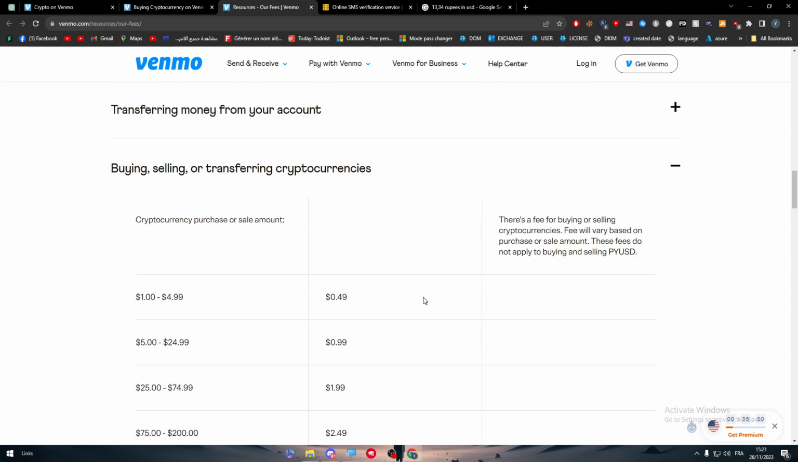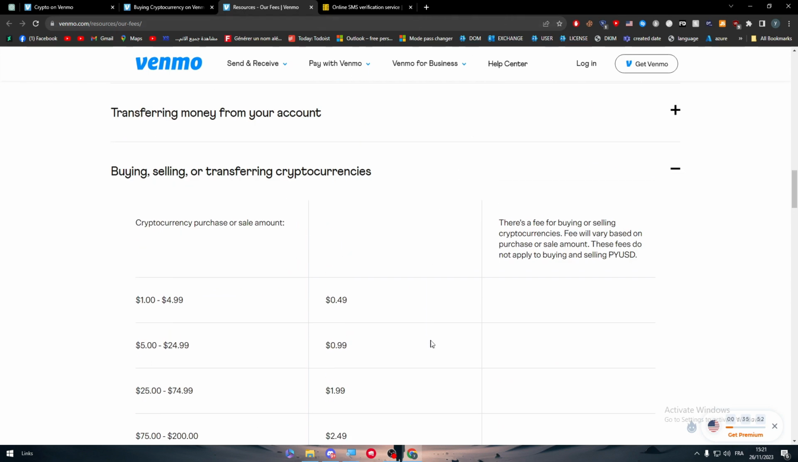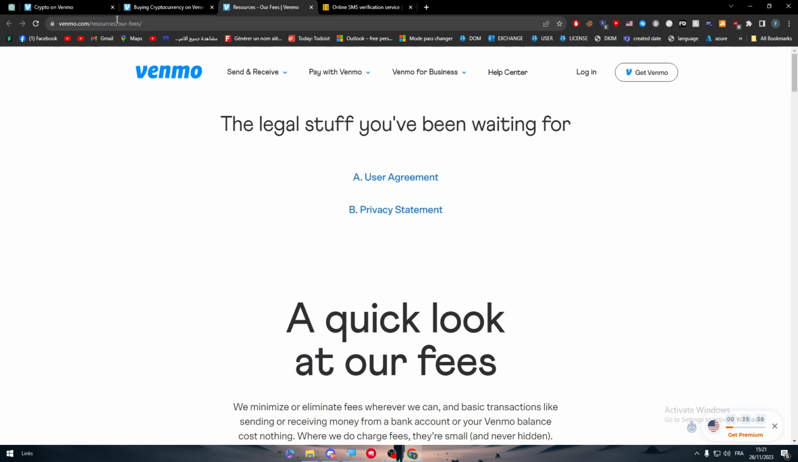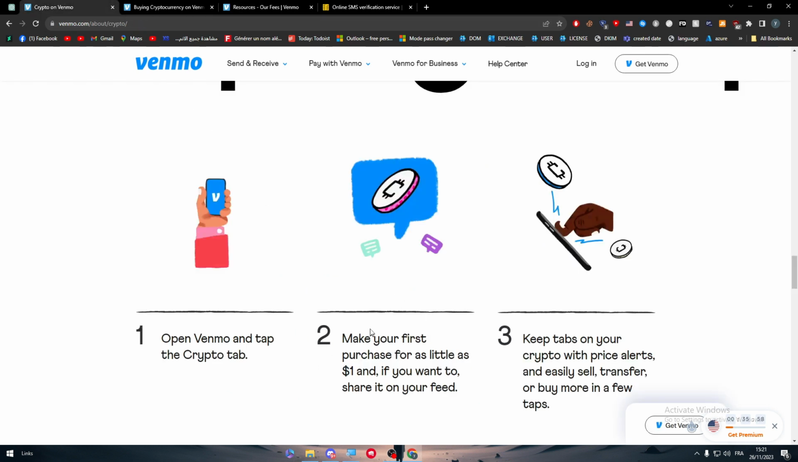And yeah, guys, this is basically how you can start using Venmo to buy USDT. And just like that, you can now use your USDT and buy other cryptocurrencies or transfer it, or even do your purchase using that specific amount of token.